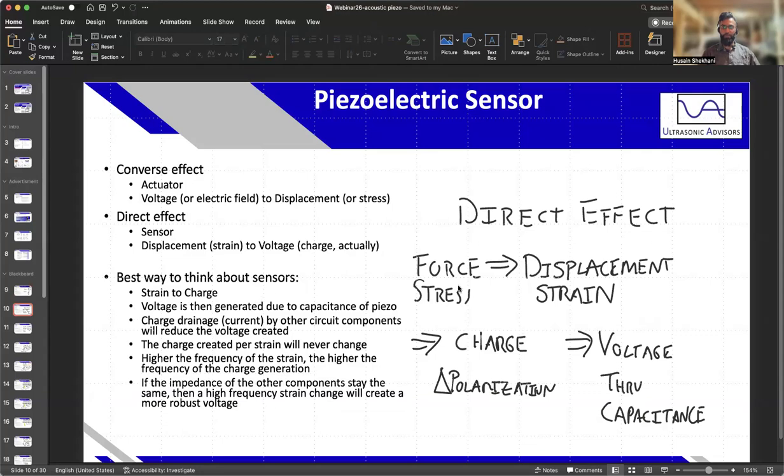Okay, so this is what I was just saying. So we have a force, we have a displacement, which is going to cause a strain, and that causes a charge, and that causes a voltage through the capacitance of the piezo element. And if at any point we stop this process, then we're affecting the next step.